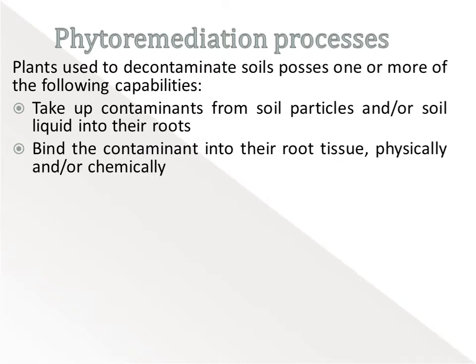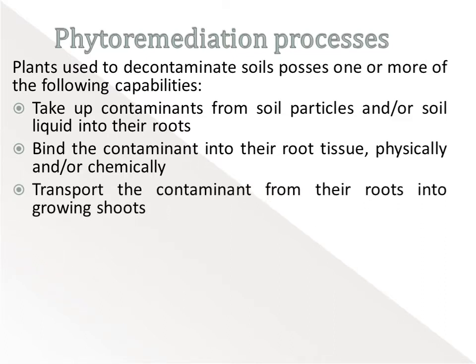and some of the plants bind the contaminant upon their roots, and this is termed adsorption of contaminants, and that adsorption may be physical or chemical. That means the contaminant may interact chemically with the root surface, and sometimes plants transport the adsorbed or absorbed contaminants to the other plant tissues. That is, they can transfer the contaminant from the roots to the growing shoots.